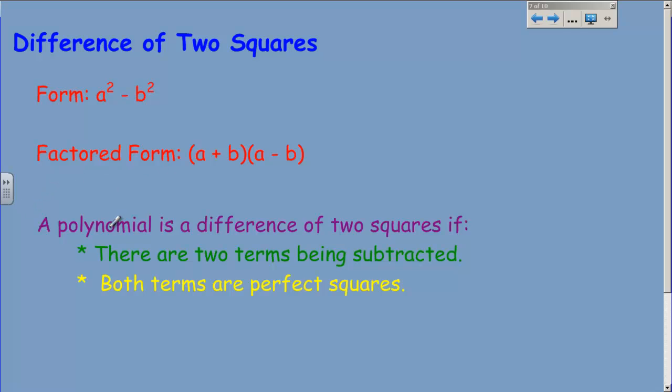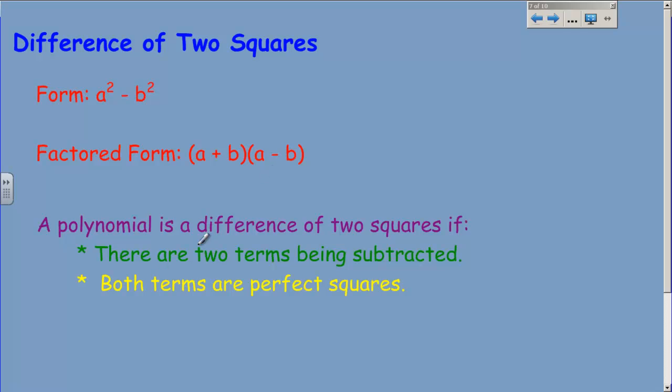So the next special product is called difference of two squares. A difference of two squares is really very easy. Okay, this is what it looks like, a squared minus b squared. This is what it looks like when it's factored, a plus b and a minus b. One plus, one minus is what makes this not have a term in the middle, because this plus and this minus will cancel each other out.